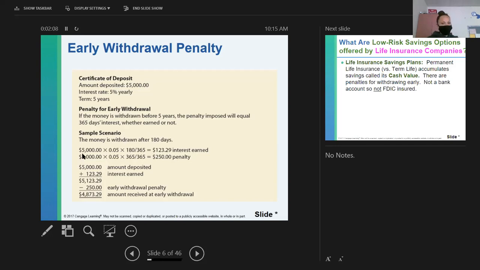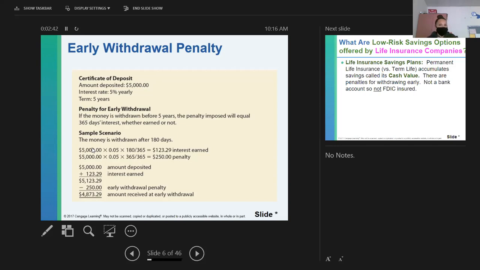So if you withdraw after 180 days, $5,000 times 5% times 180 out of 365, you earn $123.29 in interest. But you're paying a $250 penalty. You're paying a 5% 1-year penalty. So you add your interest, but take the early withdrawal penalty. So you're actually only going to get $4,873.29 back, which is less money than you put in.